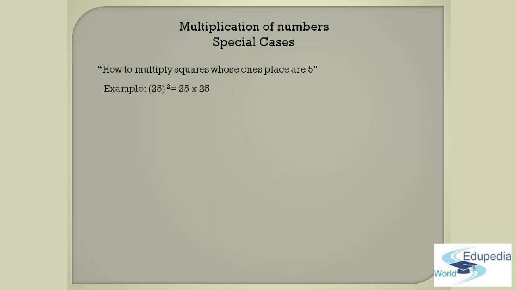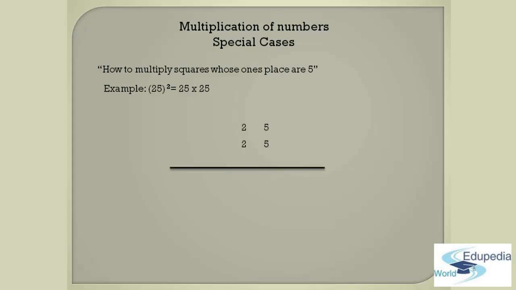You know that 25 square can be written as 25 into 25. Now, in our old traditional way, we used to multiply the numbers by just placing one number below the other number with a horizontal bar. We proceed in the same way here too.